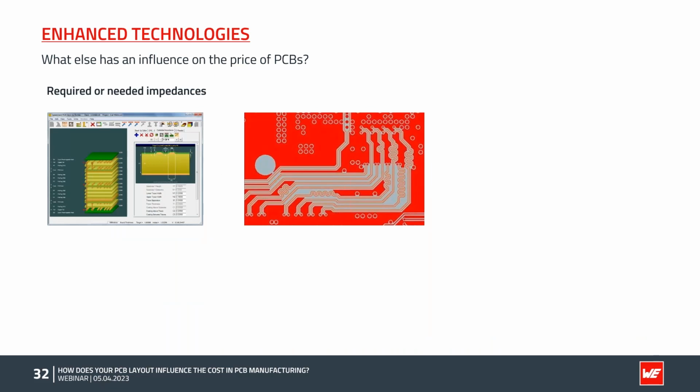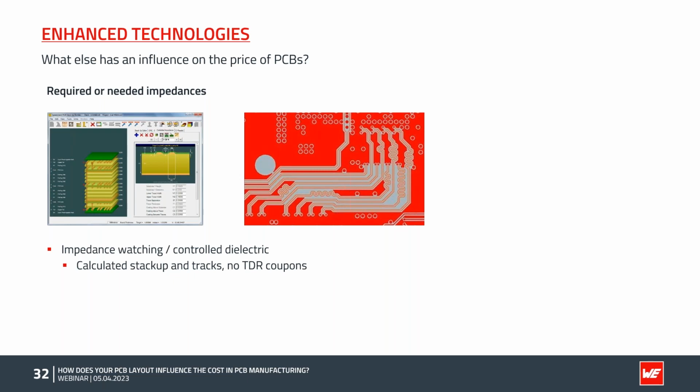Another factor is required or needed impedances. And here we have two different options. One is the so-called impedance matching, or the controlled dielectric. Here we, together with you, calculate basically a stack up and the width of the tracks. Based on this, you create your layout. And we build the PCBs based on what we agreed on during this calculation.